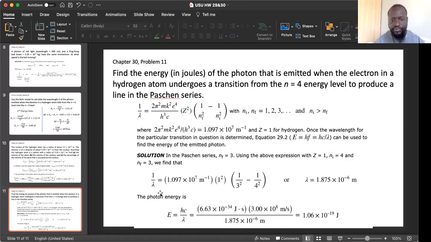And then we'll say this photon energy, after getting the lambda, hc over lambda gives us the energy. So we've gotten the energy of that. So first of all, get the lambda corresponding to that transition in the Paschen series, and then use the lambda to get the energy.